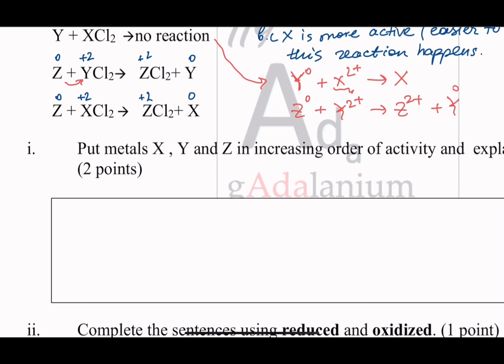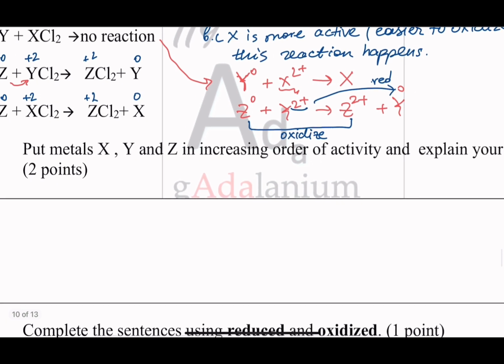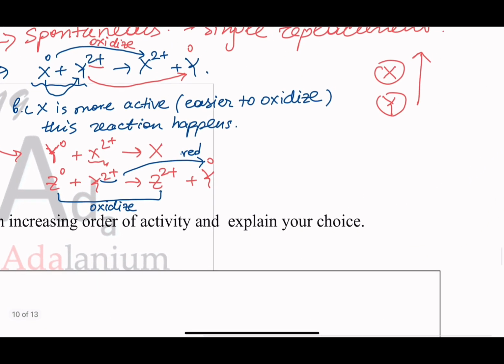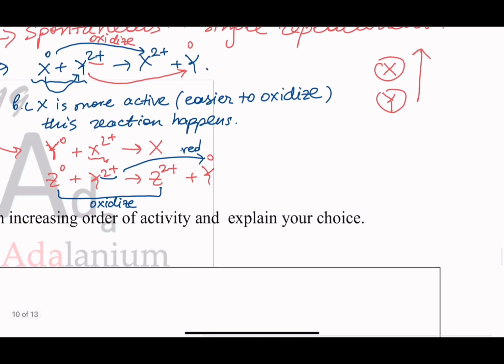You see Z went from 0 to +2. Its oxidation state number went from 0 to +2, so it increased. That means it got oxidized. And then Y2+ went from +2 to 0, so it went downwards. We know that it is reduction. And this explains that Z is higher than Y, so on the activity series, Z is higher than Y.